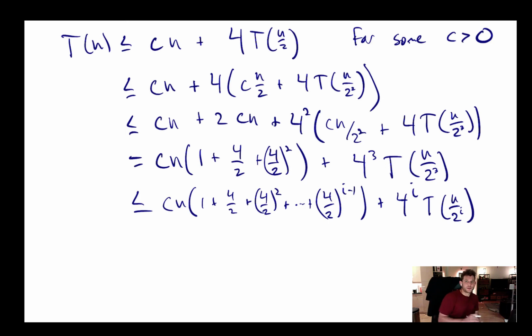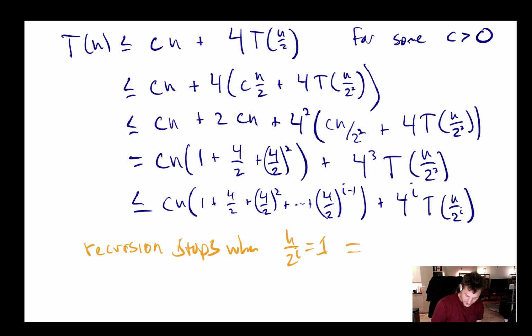Okay, so now we have this recurrence, which we can expand out up to i steps. We can go i steps deep into this recurrence. The question is, when do we stop? To get to the bottom of the recurrence, we need this term n over 2 to the i to get down to a constant, let's say 1. So when is it the case that the recursion stops? When n over 2 to the i is, let's say, 1, which implies that i has to equal log base 2 of n. That's when we get to the end of this recurrence.